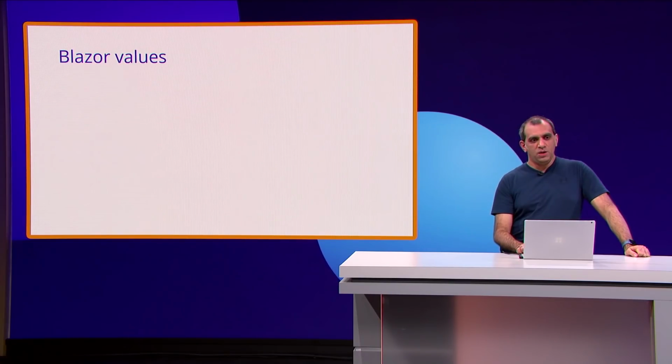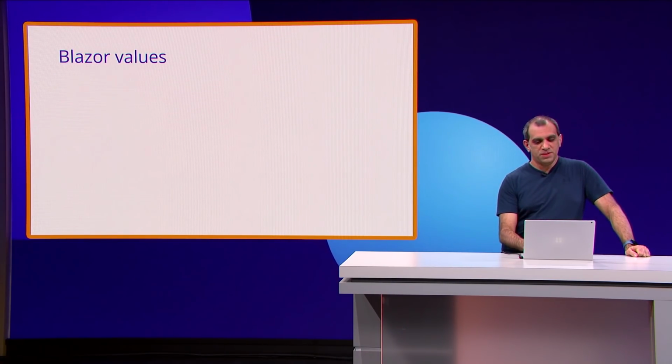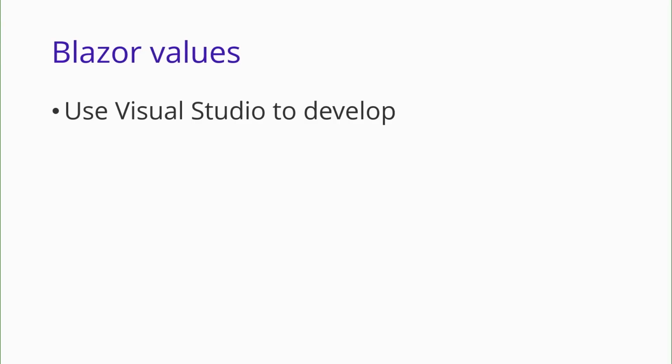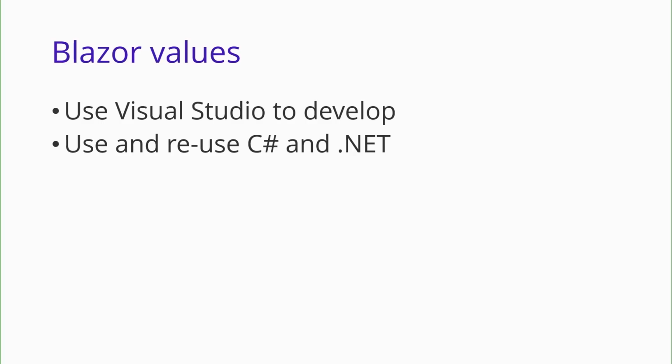And really, Blazor Hybrid represents what I think of as some of the Blazor values. You can use Visual Studio to develop your app. You get all your refactoring and your tools and IntelliSense and project templates, all that stuff that Visual Studio brings you. The debugger. You get to use and reuse C# and .NET, and that's two different things. You get to use C# when you're writing new code, but I really want to emphasize that you can reuse a lot of the stuff. If you have a .NET Standard library or a .NET 6.0 library or NuGet package, things like that, you can reuse all of those things in here.